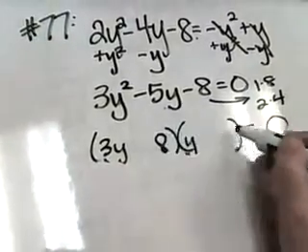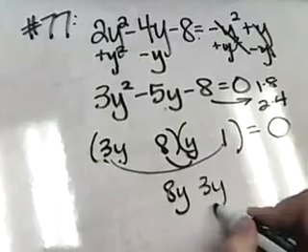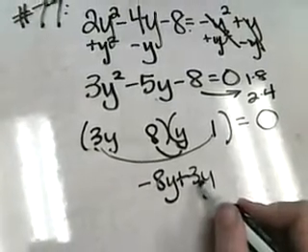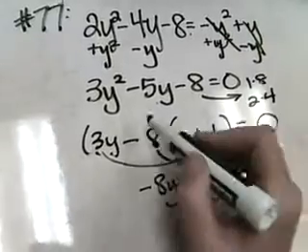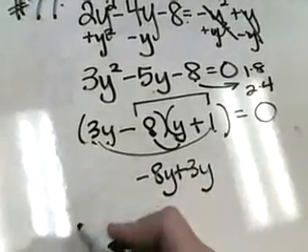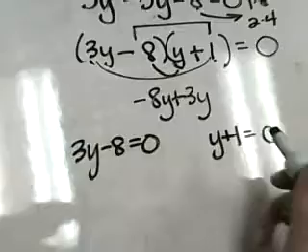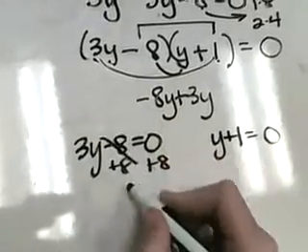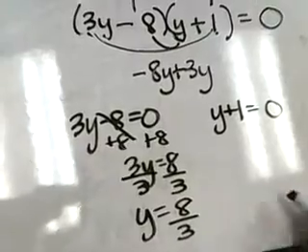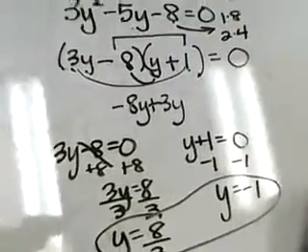Before I rule him out, let's switch his order. Let's make him 8 and 1. So now I have 8y and 3y. How could I get to negative 5? Well, I could if I made it a negative and a positive. Negative 8 plus 3 is negative 5. And if you double check that last term, negative 8 times 1 still gives me negative 8. So there's my factorization. Now take those sets and set them equal to 0. So now I have 3y equal to 8, y equal to 8/3, and y equal to negative 1. There's my solutions.